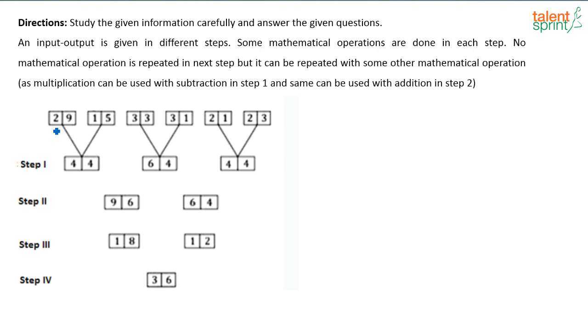See, you have 29 and 15, right? I am adding these two. 29 plus 15 is 44, right? These two numbers are added to get the resulting number here. 33 plus 31 is 64. 21 plus 23 is 44. Very easy. The first step is very easy.